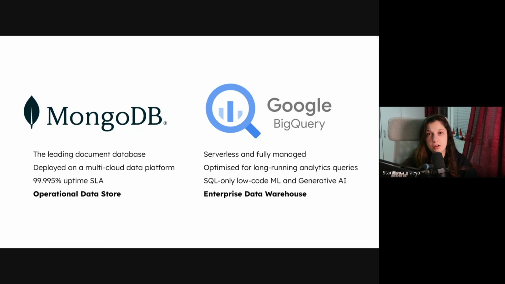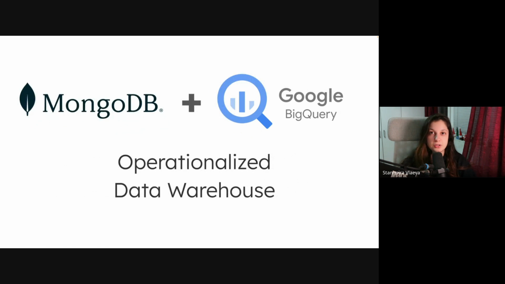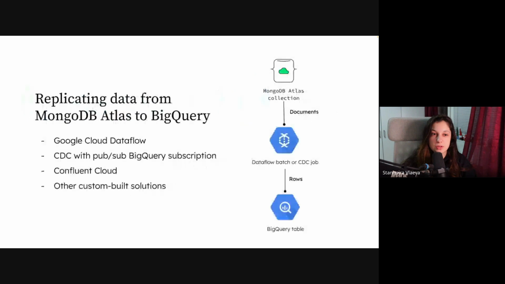In fact, we see a lot of our customers that use MongoDB on Google Cloud using these two services together. And the thing that they built towards is actually having an operationalized data warehouse. And the way that this works is that they have their production data, their application data in MongoDB. They move it to BigQuery when they want to analyze it, and then they build their machine learning models or their analytics on BigQuery.